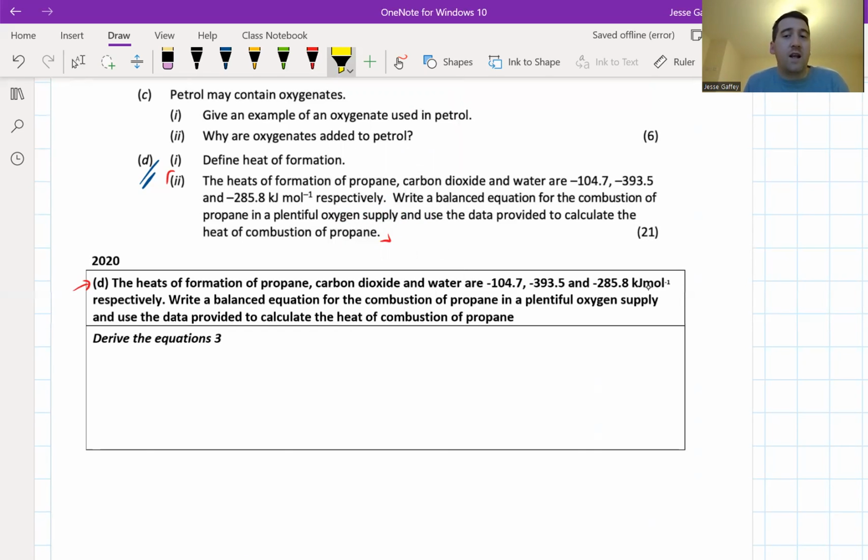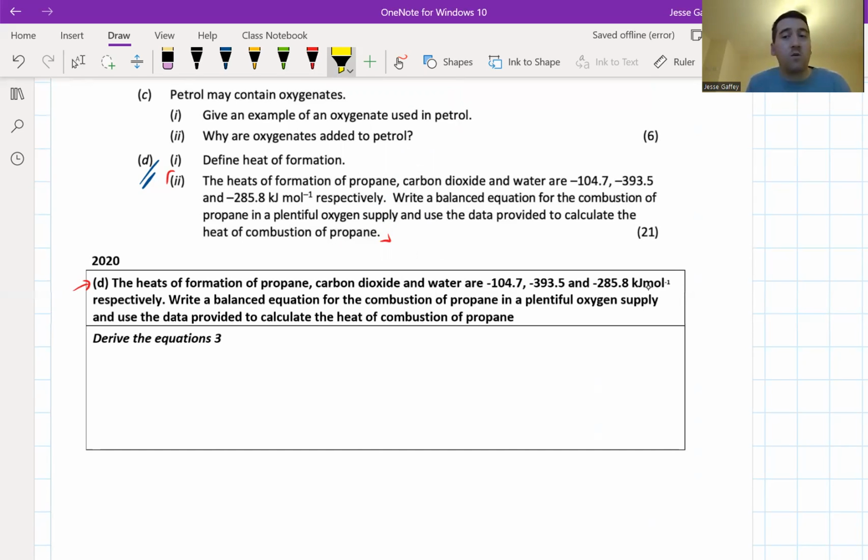And before we do that, the information is always given to you in the same way. They'll say the heats of formation, or they might say the heats of combustion, or they might say the heats of neutralization, but it's usually the heats of formation. And then they'll give you 2 or 3 names: propane, carbon dioxide, and water. So notice the way they give you the 3 names first, and then they'll give you the 3 numbers that correspond to those names, in a row.